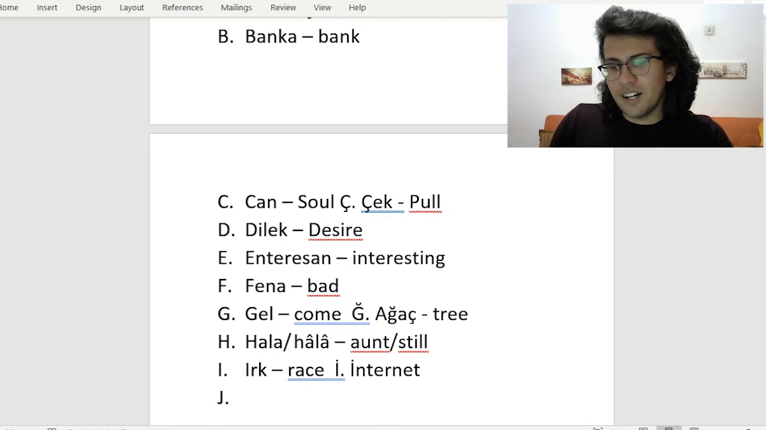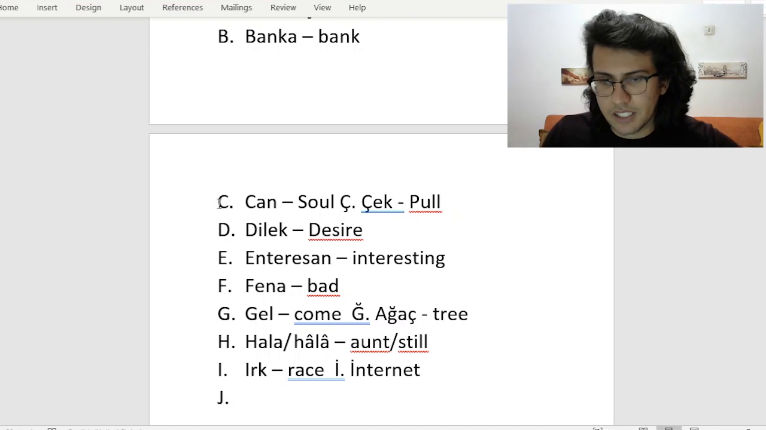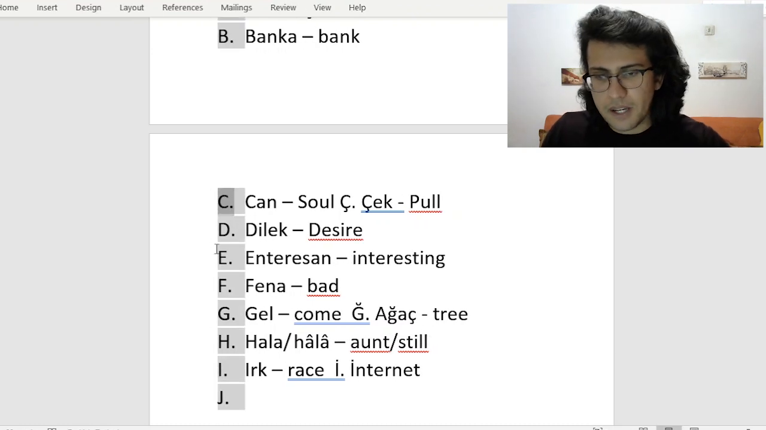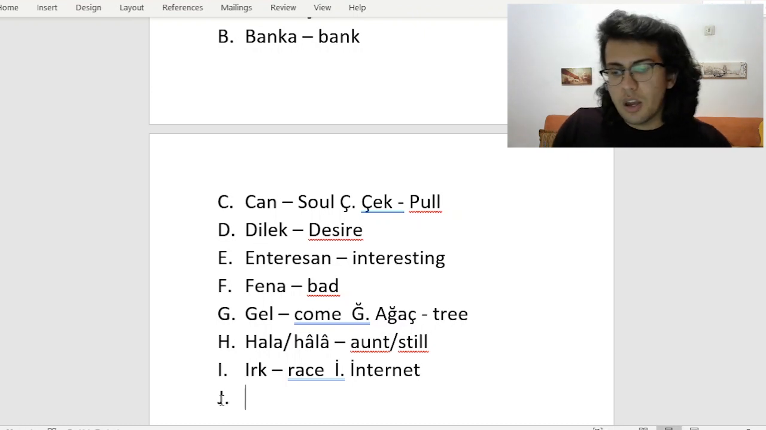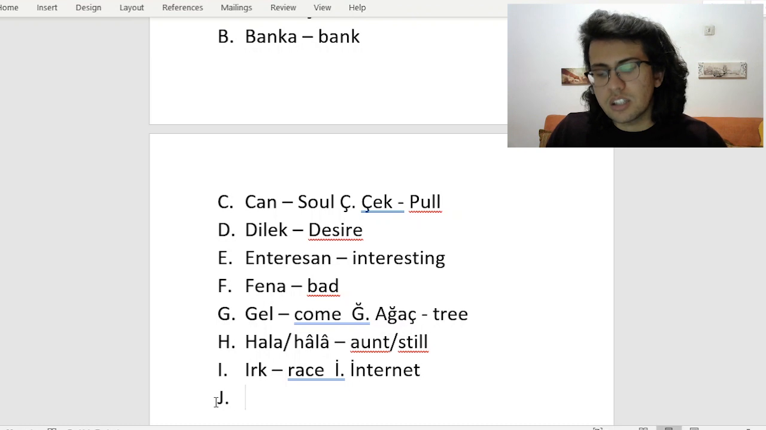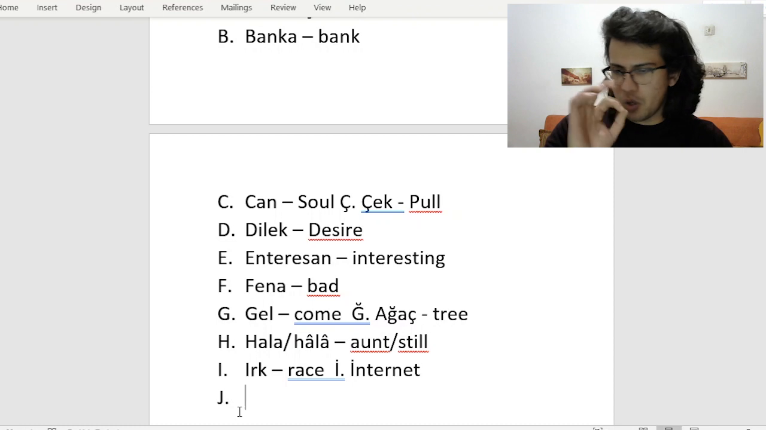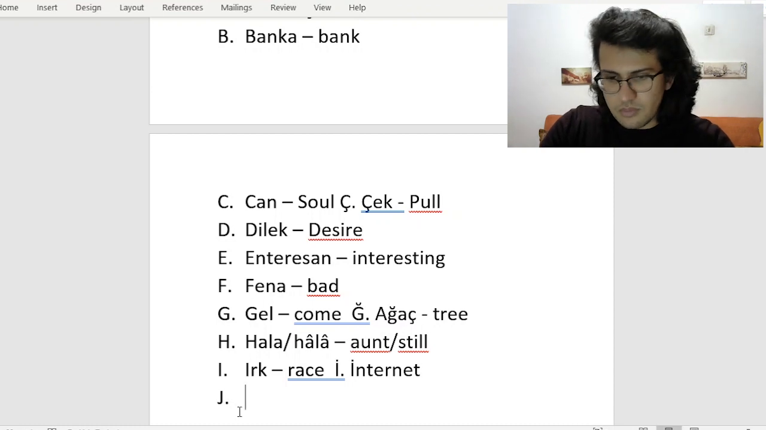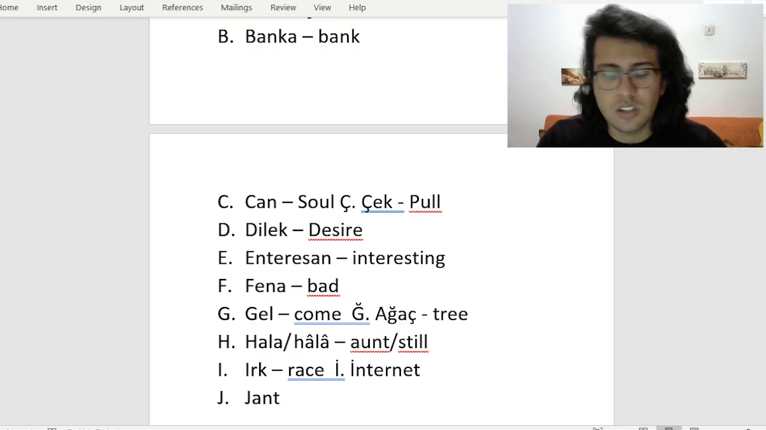Next. Now we have this letter. Remember when I talked about the letter J here, about the fact that in Turkish we don't always use this letter? This letter has the exact same sound, the J sound, but it's just not commonly used. Most words here are borrowed from another language. And I will give one word, and that's jant. There aren't really that many useful words with this letter, so I couldn't really find a good word.